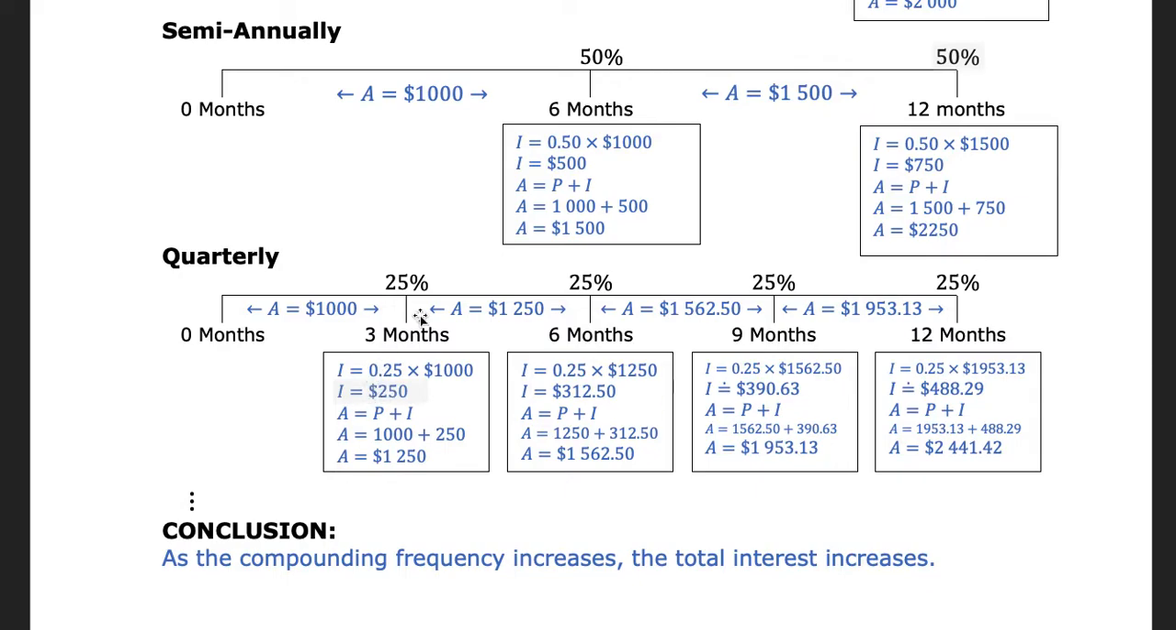We reinvest that amount. We're depositing now $1,250, and that earns 25% of this amount that was deposited, and so on. And what we end up getting is, as the compounding frequency increases, the total interest increases. Why? Because the interest is accumulating and being deposited more frequently. So there's more money invested for a longer period of time.